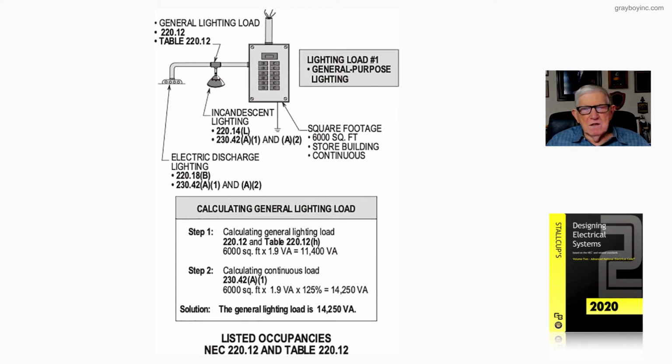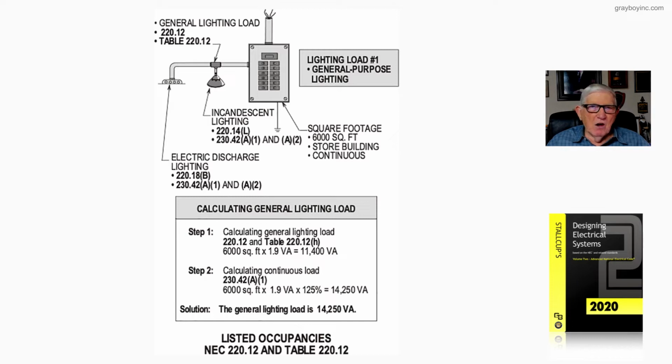So that means then that we would take in step 1, as you see below, to determine the VA rating, we'd look at Table 220.12 in the H item below it, and we'd find that it is considered a store building. So we'd have 6,000 square foot times 1.9 would equal 11,400 VA.